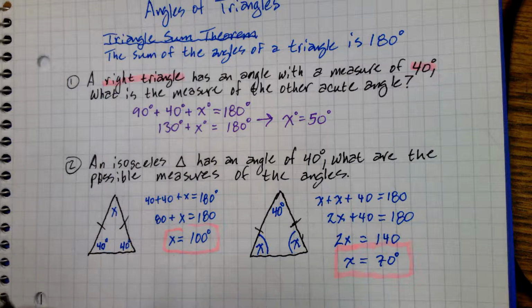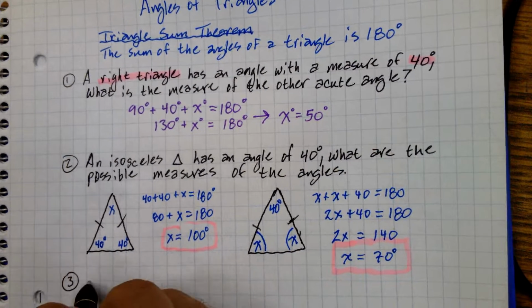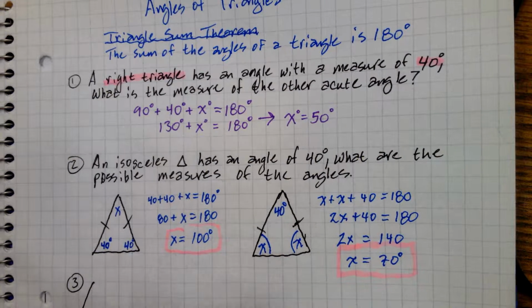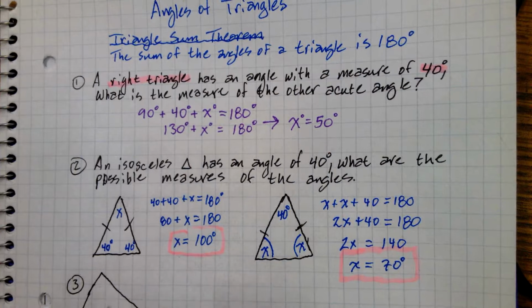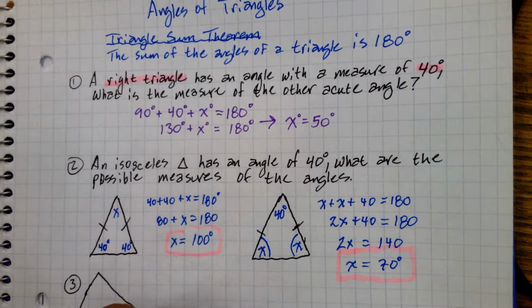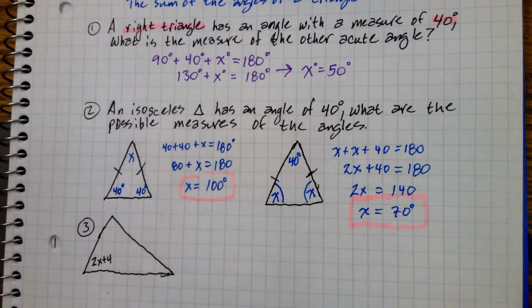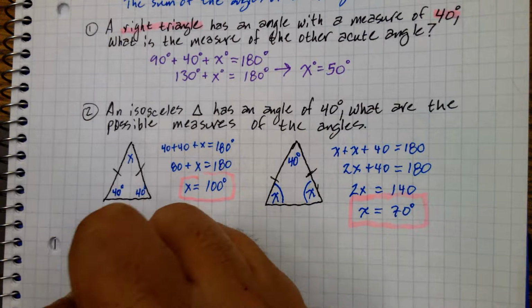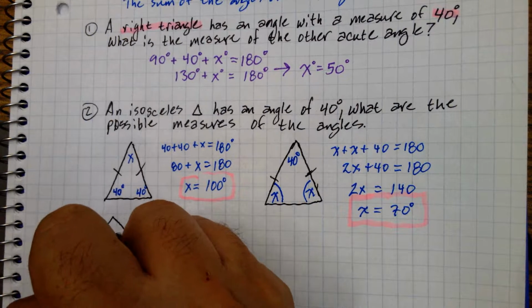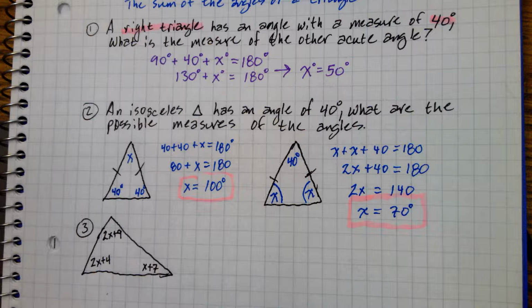And then you may see a question like this. I'm going to draw a triangle. And they give you expressions for all the sides. So let's say this is 2x plus 4. Oh, I'm sorry. x plus 7. And 2x plus 9. Okay.